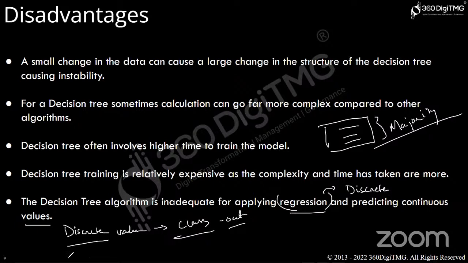Now, if you have continuous values, we take the average value of all the records. The average value of all records will be taken if it is a case of regression. So here regression might not perform that well, but still we can use it for regression analysis as well as classification analysis.